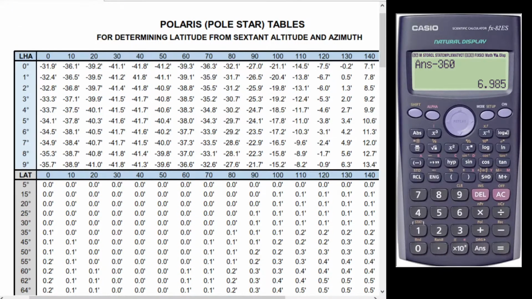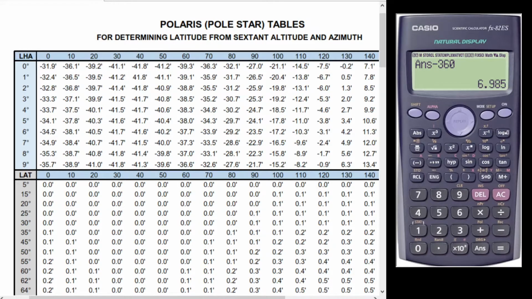You enter with local hour angle. Local hour angle is a 3-digit number. For the first two digits you look at the top, so if it's 10 you go here, if it's 15 you go here, because the first two digits are 0, 1. If it's 120, the first two digits are 1, 2, so you enter in 120, and the last digit of local hour angle is entered from the left side to get the correction.